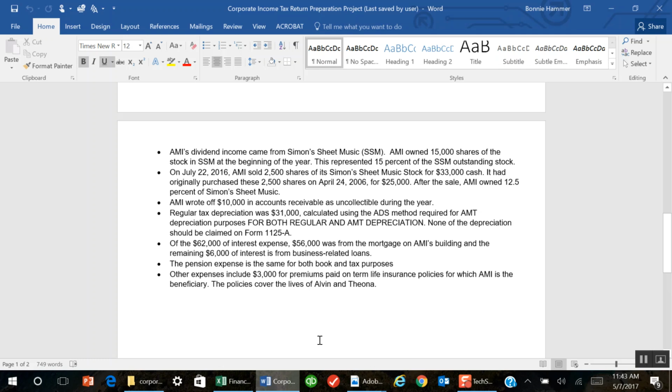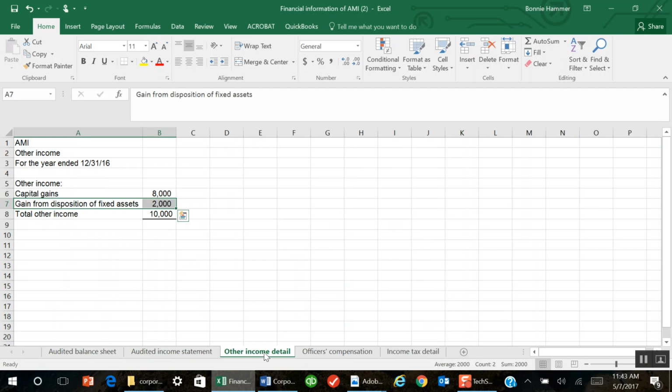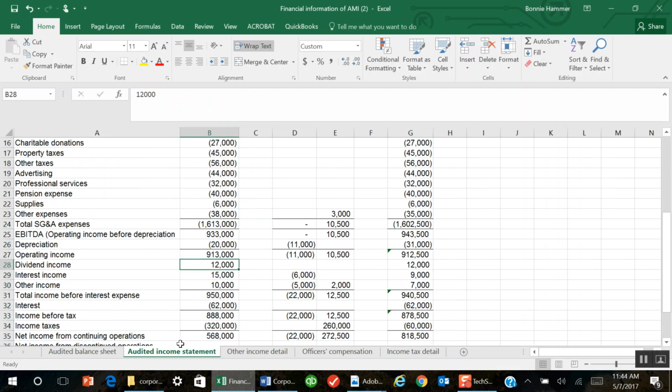So there were two reasons why I gave you those facts laid out like that. But remember, and some of you kind of missed this, this is on a book basis, and this was given to you by your client, AMI, so that you would understand what the breakdown is of this $10,000 of other income on their book statement.